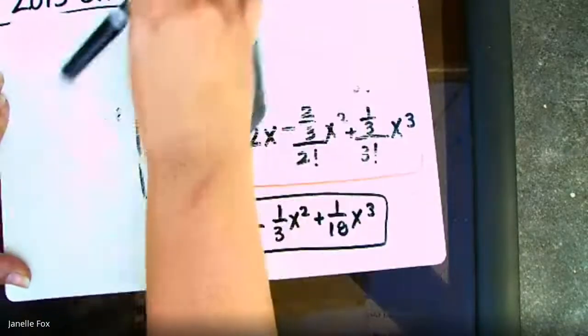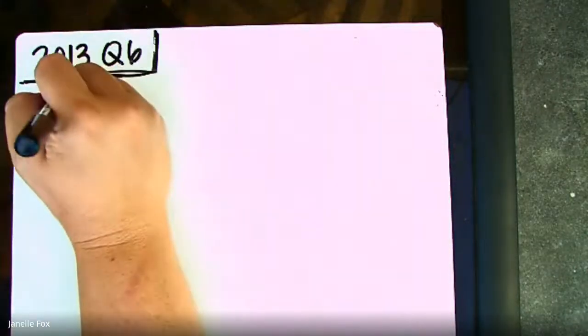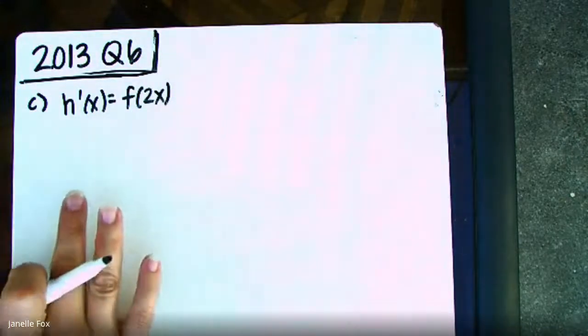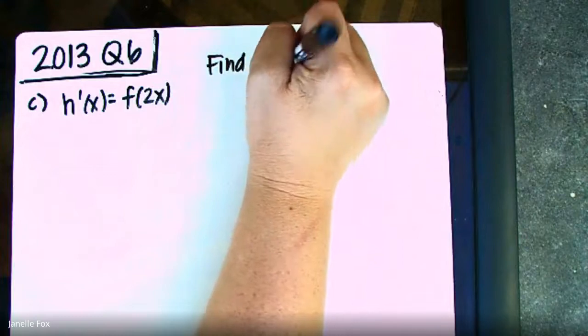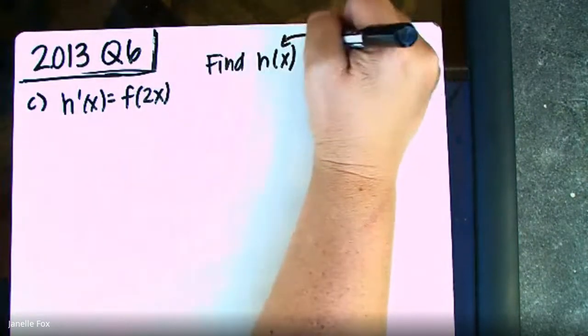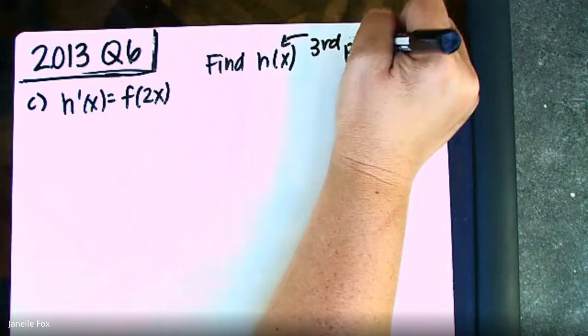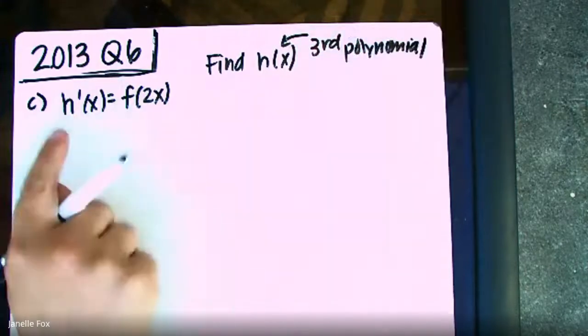Okay, so part C of the question is asking me, it says there's a function h, and it says that h prime of x is equal to f of 2x. Okay, so now I think they're going to ask me to find h, like find out what h of x is as a third degree polynomial. But before I can do that, I've got to figure out this h prime business.